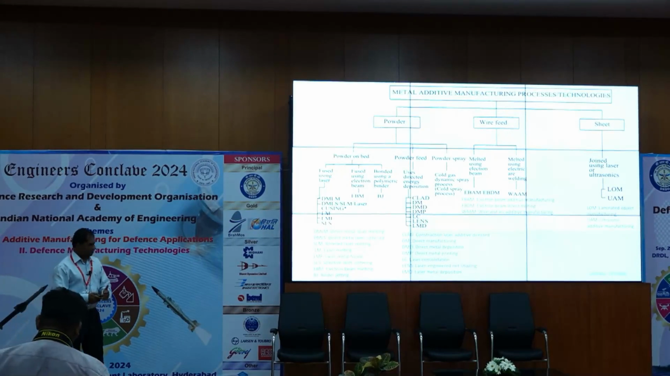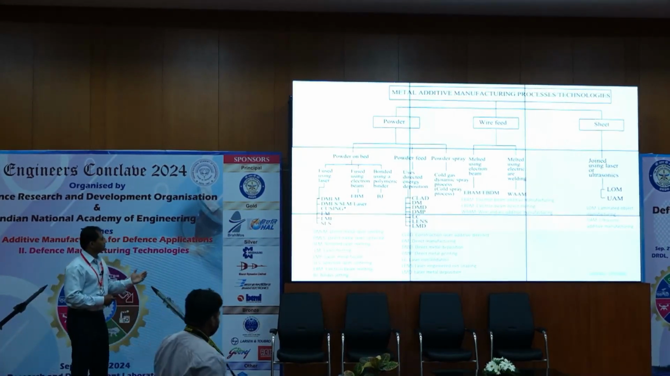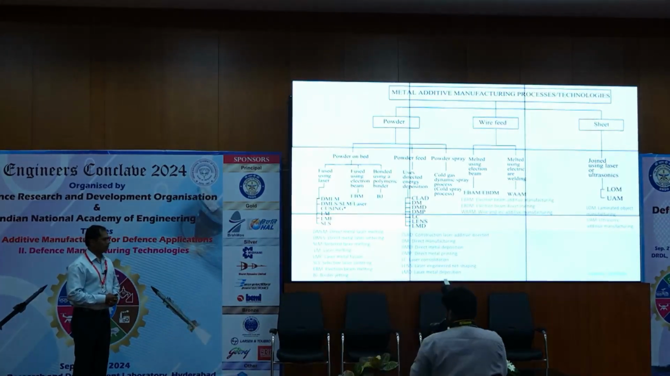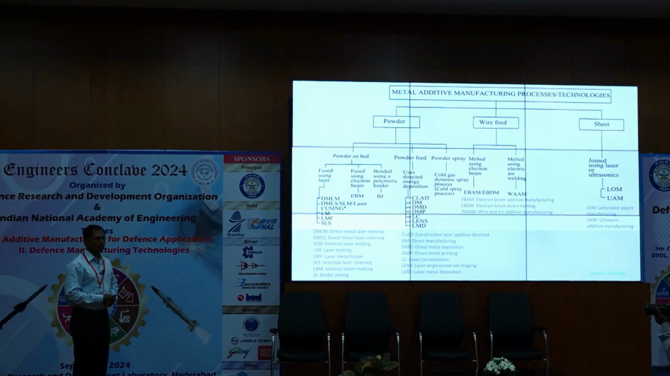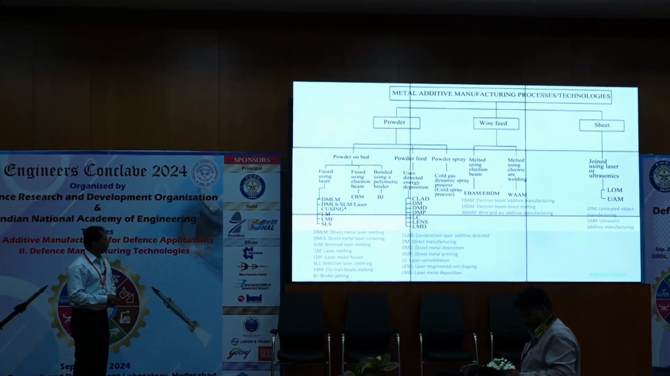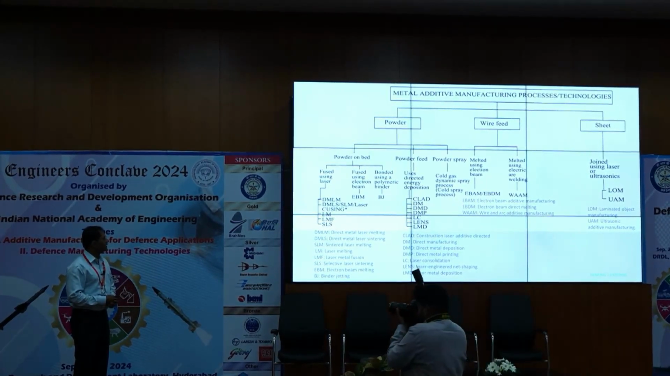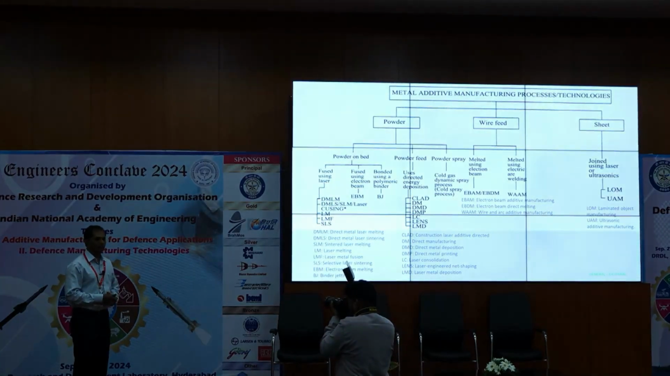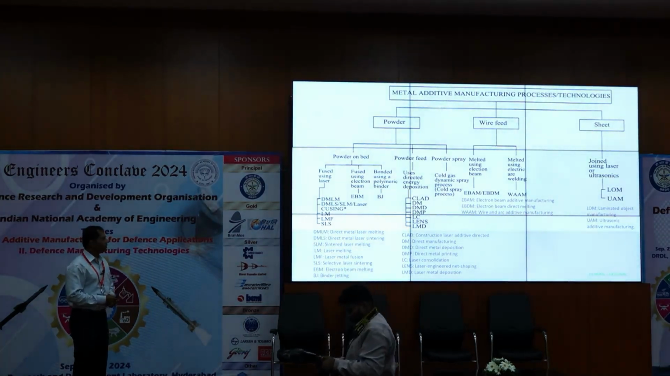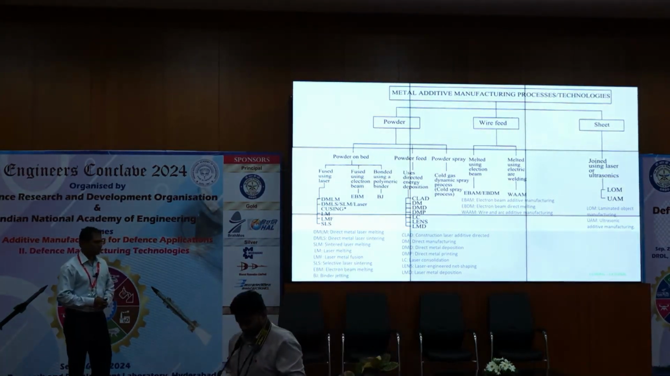Everyone is aware of the different additive manufacturing processes being used depending upon the type of raw material used, like paste, powder, wire feed, and sheet. Here we are going to focus more on the powder-based systems, like powder bed, powder feed, and powder spray type systems, and mainly the powder bed systems are more popular, mostly using laser or electron beam. And today what we are going to discuss is mainly on powders bonded using polymeric binders, like binder jet 3D printing.